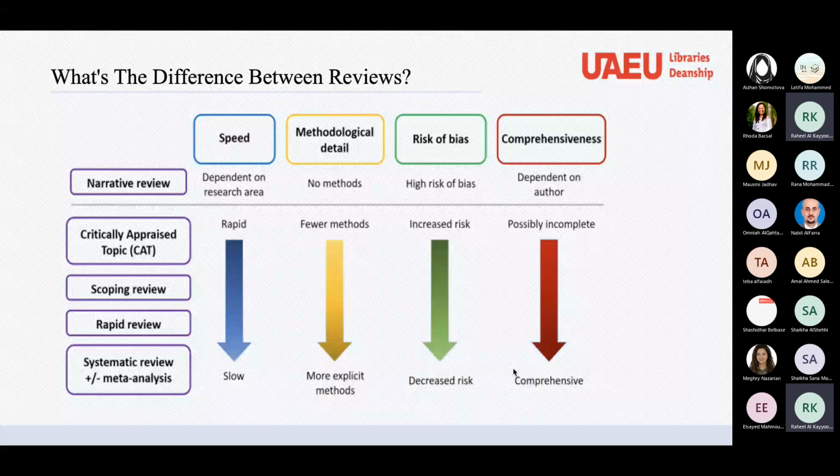Okay, so scoping review takes a bit faster than rapid, and also includes a few methods, and is in the middle of risk of bias, and in the middle of comprehensiveness, not too much, not less, right?